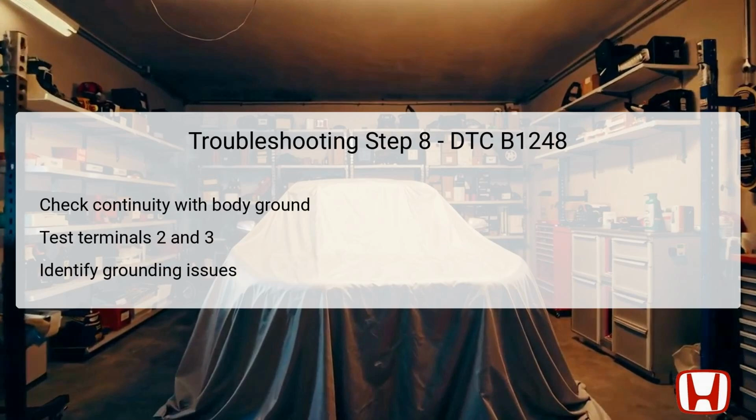The final step involves checking for continuity between body ground and the rear AC control unit connector A, 12P, specifically terminals number 2 and number 3. This test ensures that these terminals have a proper ground connection, which is critical for the system's overall functionality. Grounding issues can lead to false readings and errors in the climate control operation, and testing against the vehicle's body effectively identifies potential shorts or open circuits within the system.